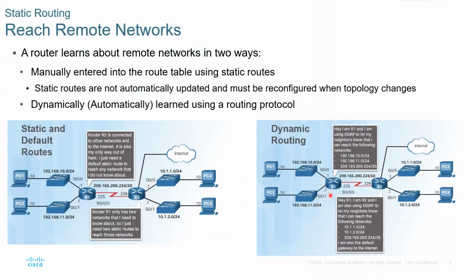In the topology on the right, we're using dynamic routing, which is EIGRP. R1 will share its networks across the link to R2, and R2 will share its directly connected networks across the link to R1. Therefore, the routing protocol makes the decisions.